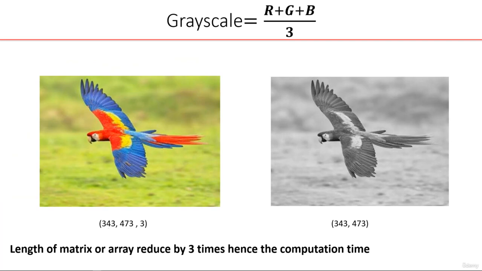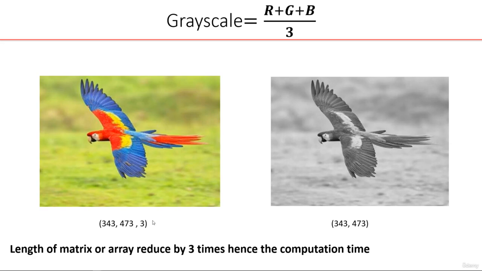Typically, if you look at this image, what we have is 343 rows and 473 columns, and 3 defines the color of the image, that is RGB, which gives the information about the respective color. But from an information perspective, red, green, and blue basically hold the same level of information.